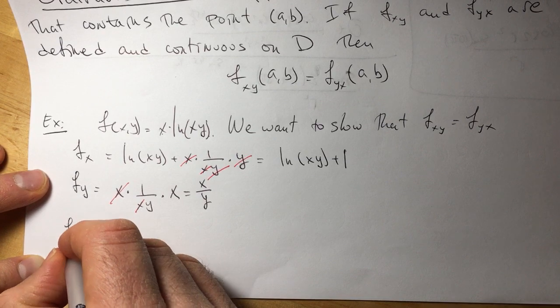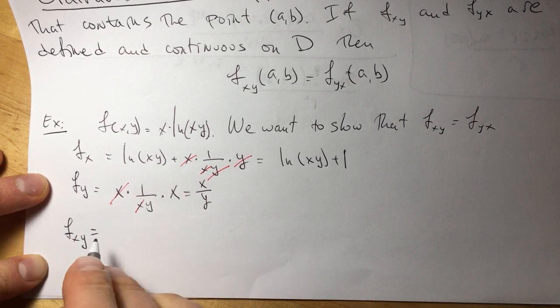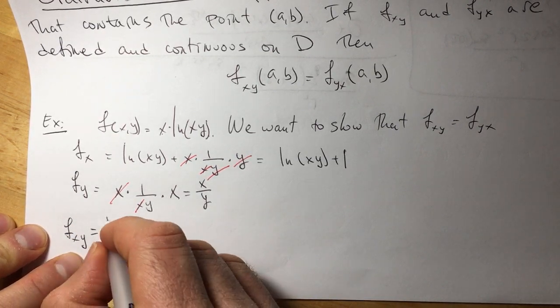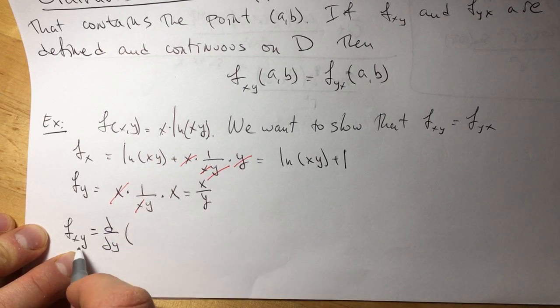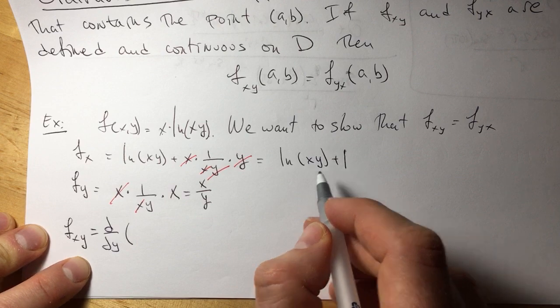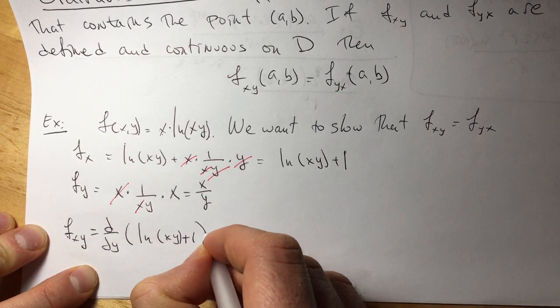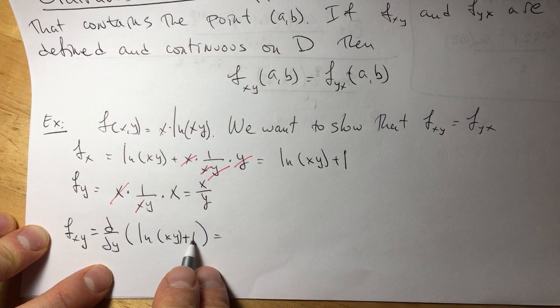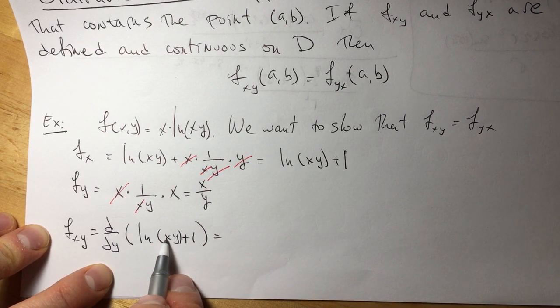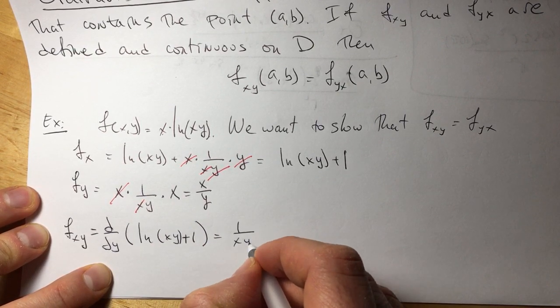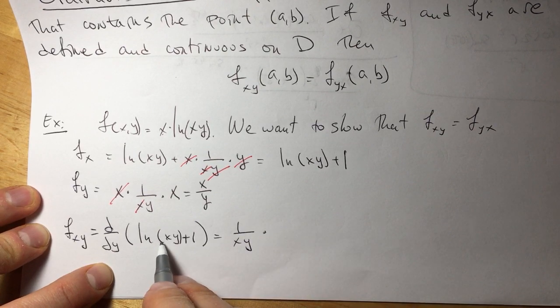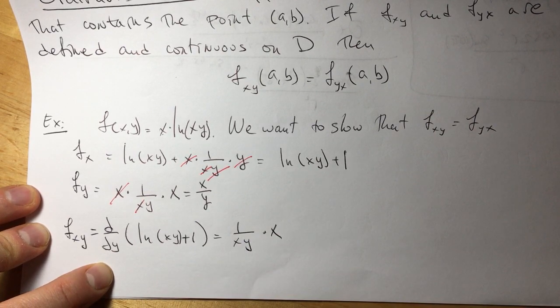Now for partial x partial y, I have to find the derivative with respect to y of partial f partial x. Partial f partial x is right here, ln of xy plus 1. The derivative of a constant is 0. The derivative of ln of xy is 1 over xy times, by the chain rule, times x, which reduces to 1 over y.